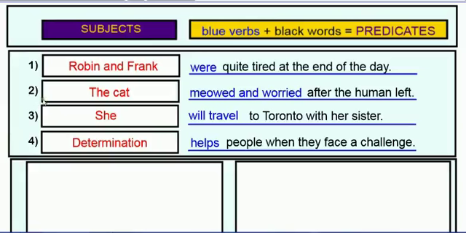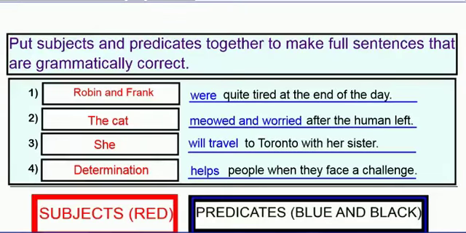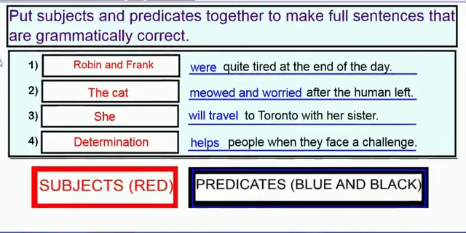The cat meowed and worried after the human left. She will travel to Toronto with her sister. Determination helps people when they face a challenge. Okay. So what we've done is put subjects and predicates together to make full sentences that are grammatically correct. That's what we've done. We have all our subjects on the left and all our predicates, blue and black, on the right.